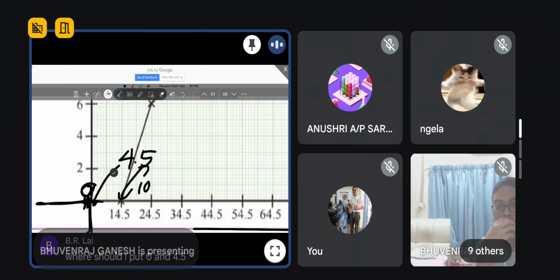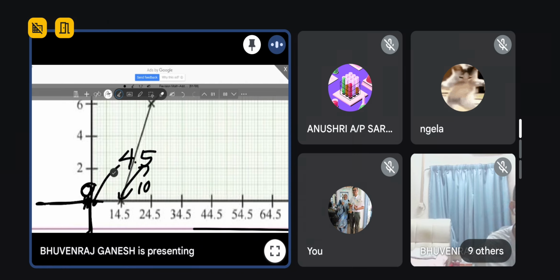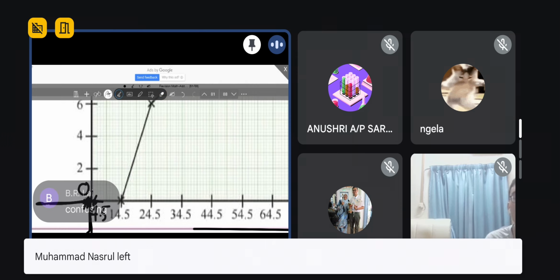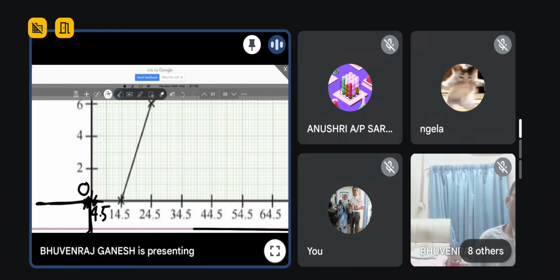nearer to the y-axis. Where should I put 0 and 4.5? Okay. 4.5 is for x, right? So if 4.5 is for x, you put it here. 0, you put it on the top left corner there. 4.5, you put it at the bottom right corner. Okay? Cannot. If you put 4.5 like this, right? You mean like this, right?